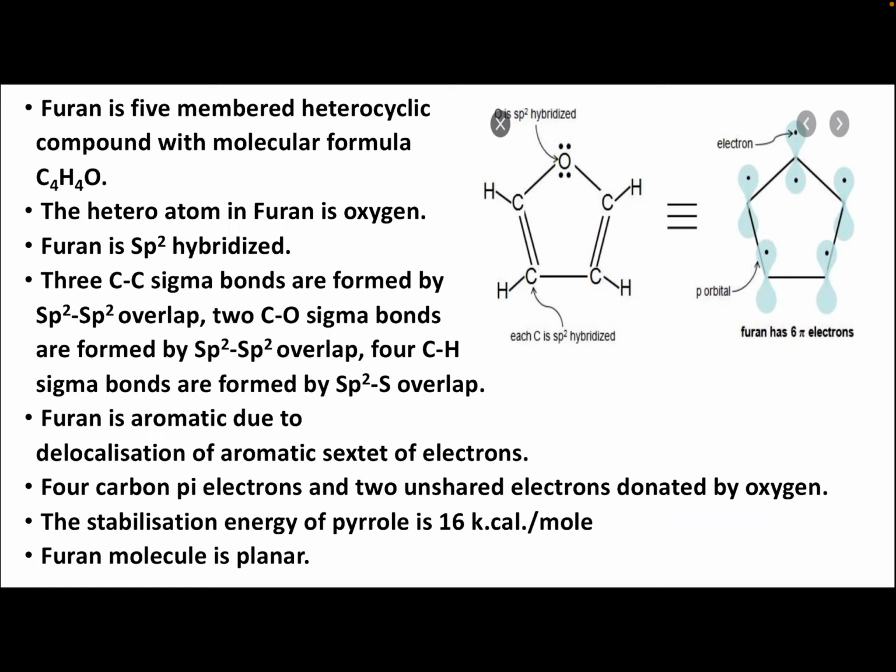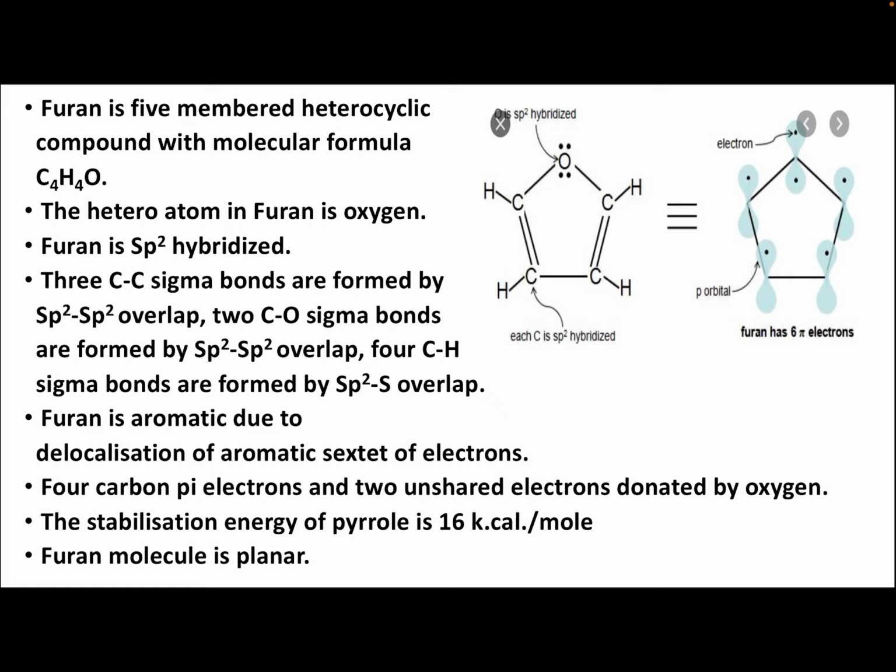3 carbon-carbon sigma bonds are formed by sp2 overlap, and 2 carbon-oxygen sigma bonds are formed by sp2 overlaps. 4 carbon-hydrogen sigma bonds are formed by sp2-s overlap, that is carbon and hydrogen bonds are formed by the overlap of sp2 and s. Furan is aromatic due to delocalization of an aromatic sextet of electrons.